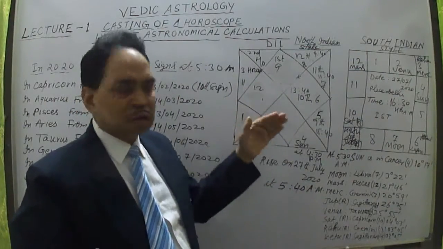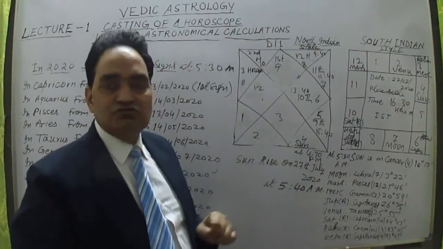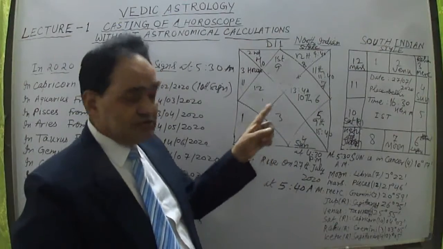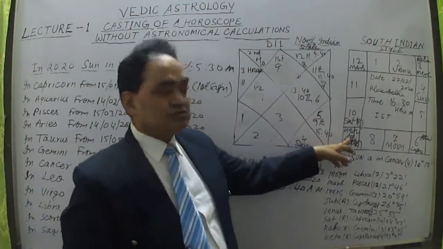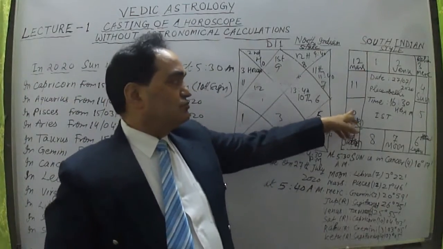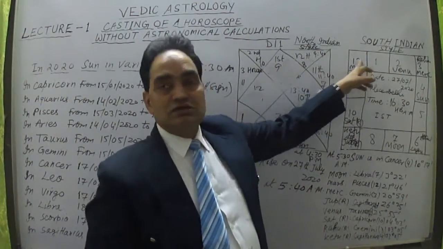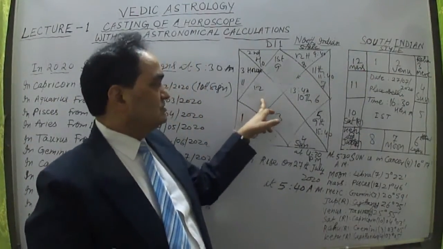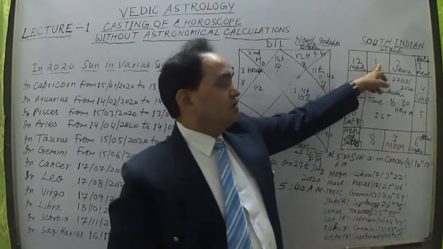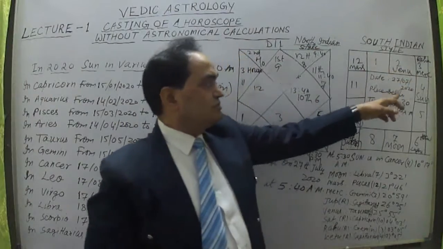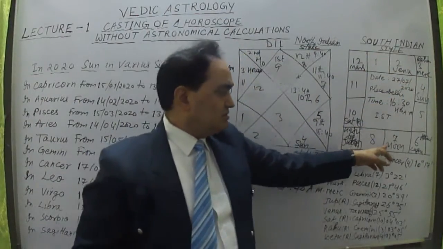Houses are changing. What is it that houses are changing? Now in a clockwise direction, houses are increasing. First house, second house. So this is the first house, now Sagittarius. Second house, third house, fourth house. Now we see the fourth house. This is the Pisces sign, fourth house, fifth house, sixth house, seventh house, eighth, ninth, 10th, 11th, and 12th.